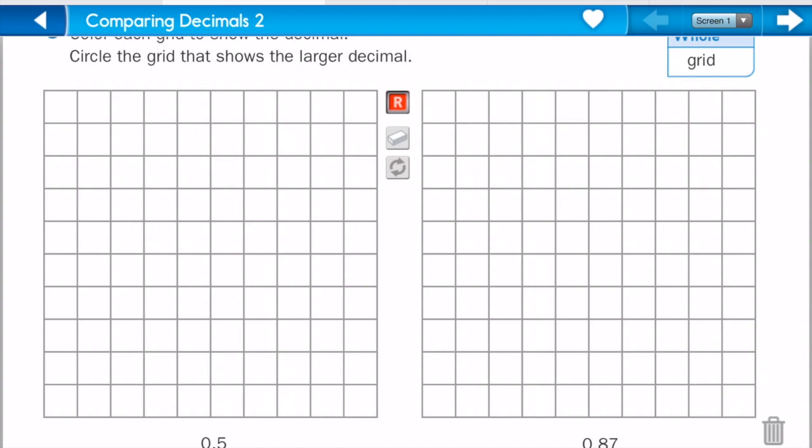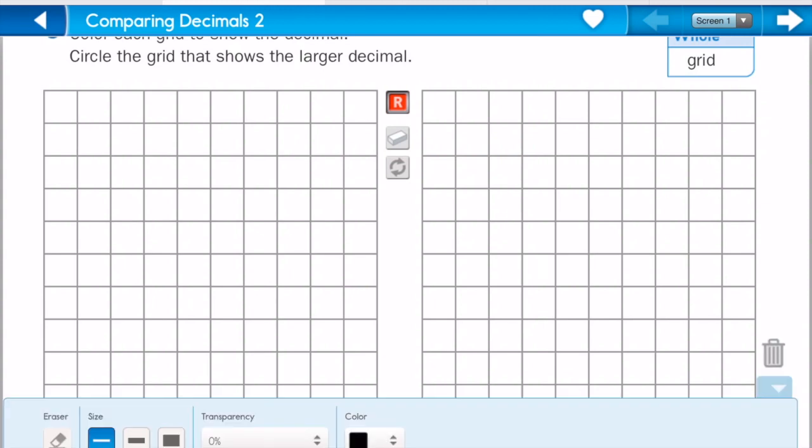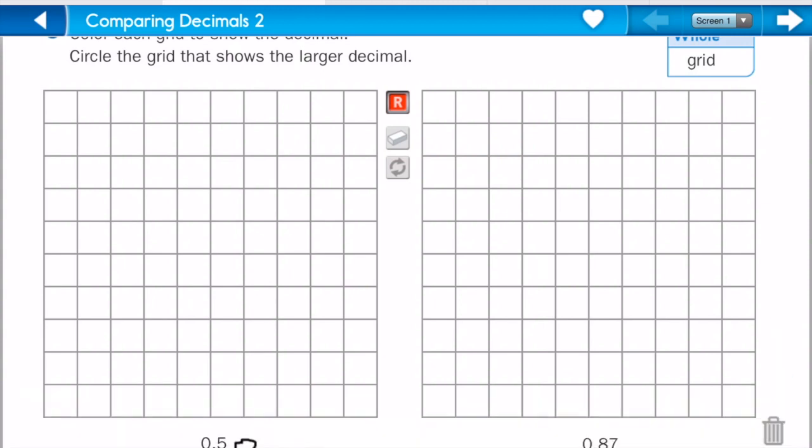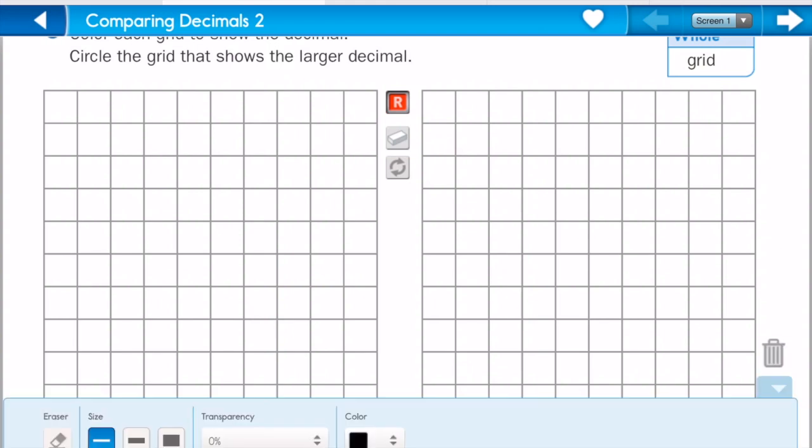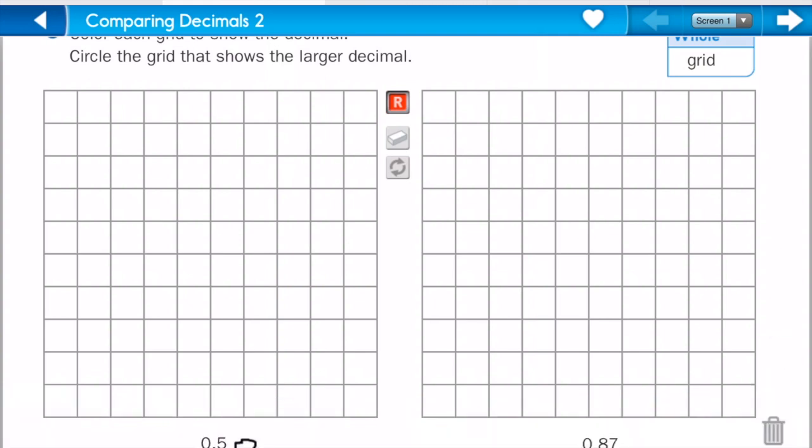So I know that if it is 0.5, I can add a 0 to the end, and I know that it is 50. So I know that I'm going to be putting 5 whole rows. One. There's 1 row.